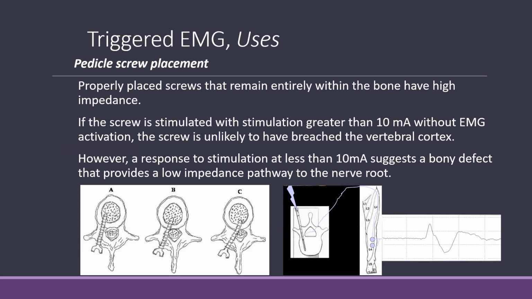And pedicle screw placement. Properly placed screws that remain entirely within the bone have a very high impedance. That bone is impeding the electric current from spreading out to neural structures. So if the screw is stimulated with stimulation greater than 10 milliamps without EMG activation, the screw is unlikely to have breached the vertebral cortex.